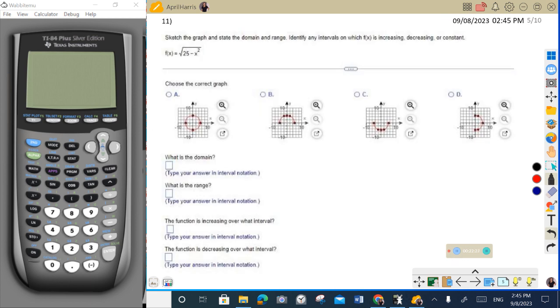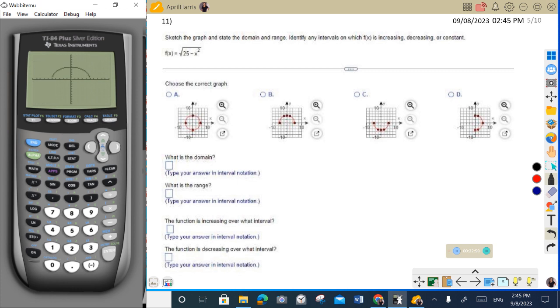Okay, number 11 says sketch the graph and state the domain and range. Identify any intervals on which f of x is increasing, decreasing, or constant. And your function is the square root of 25 minus x squared, which should be a semicircle. It's a part of a conic section. So we're going to use our handy-dandy calculator over here. And so I'm going to type in the square root of 25 minus x squared. And I've already zoomed standard, so I'm going to hit graph.